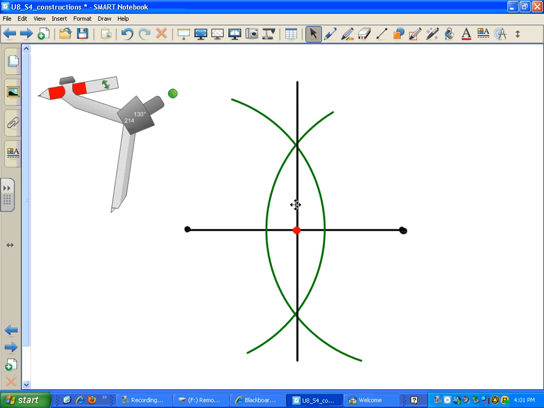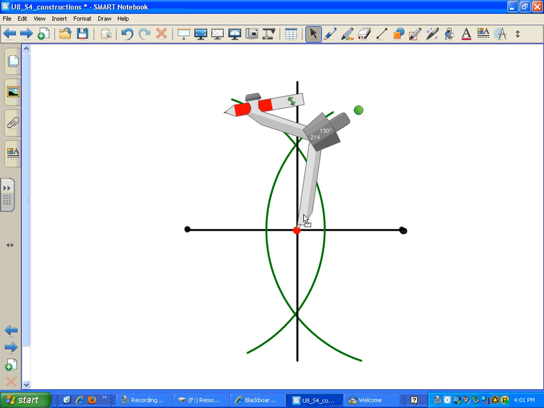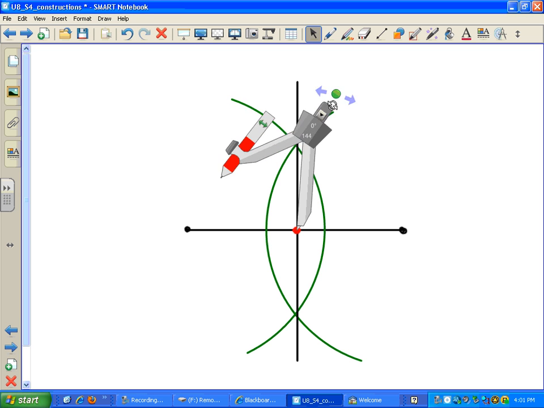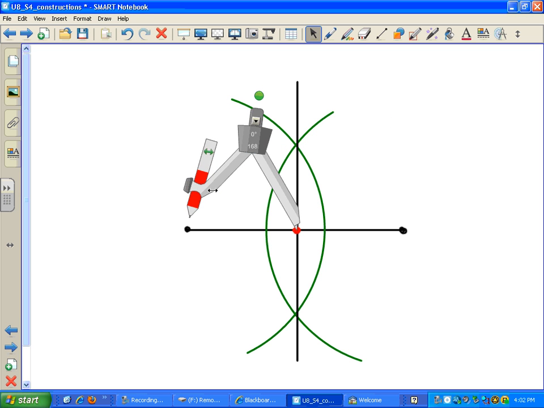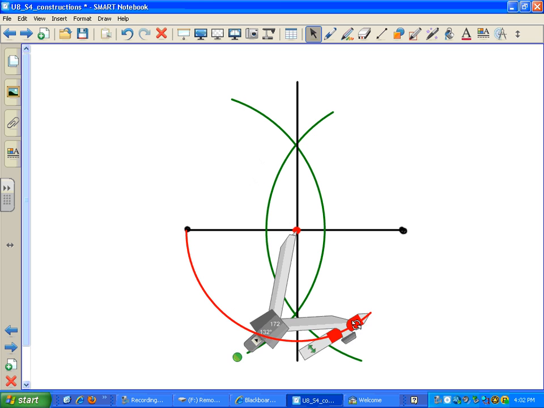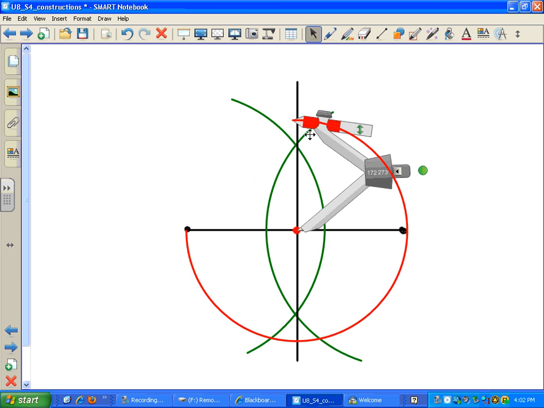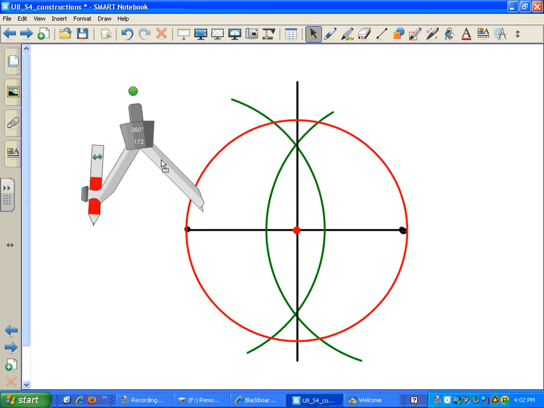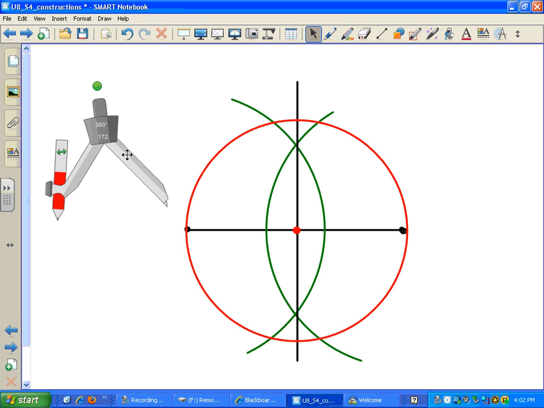So I'm going to take my compass and put the point at the center of the circle. And then I'm going to measure out to one of the endpoints of my segment. So that becomes the new radius of my circle. From there, I'm going to draw a circle. It should hit the other side and all the way around. So there is my circle.